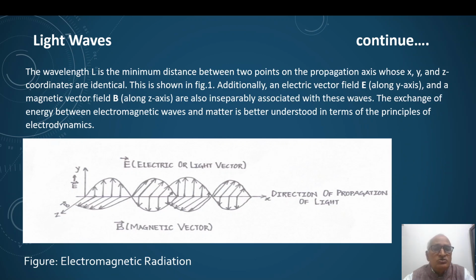Here we have shown the nature of a wave and some parameters. A wave is propagating along the x direction. Then perpendicular to the x direction, there is an electric vector, and perpendicular to both x and y axis, that is along the z axis, there is a magnetic vector. Electromagnetic waves are inherently associated with these two vectors. A parameter used very often, wavelength, can be defined as the distance between two nearest points on the propagation axis whose x, y, z coordinates are exactly equal in magnitude and sign. That distance is called wavelength.